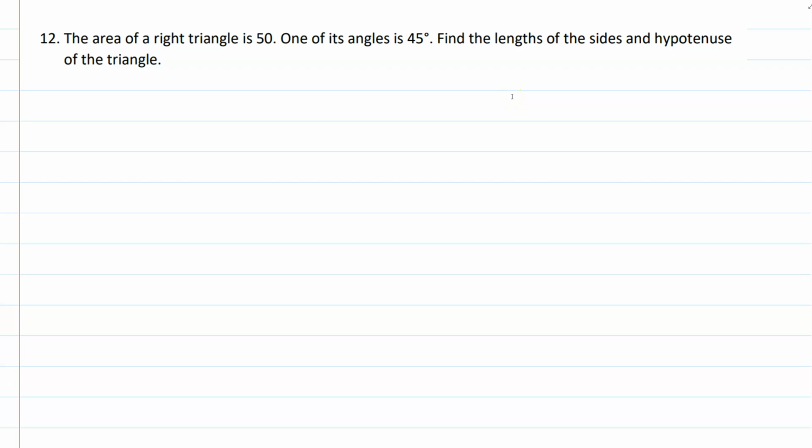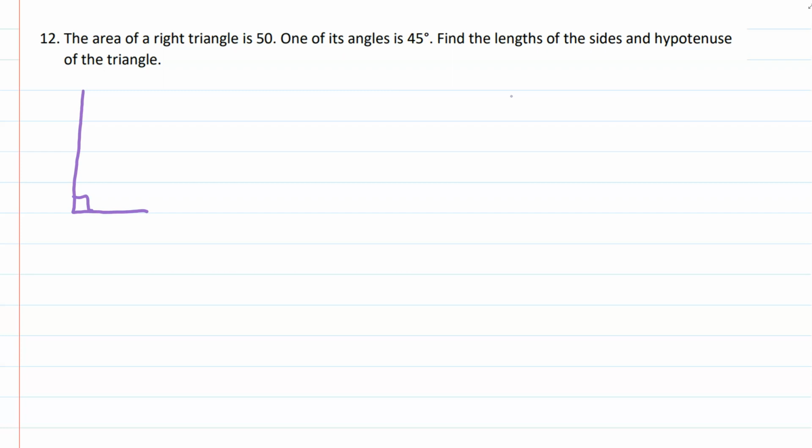All right, this is the written assignment problem number 12 in the section of Pythagorean Theorem and trigonometry. All right, so here we go. Area of a right triangle is 50. So as soon as you read that, you would say, well, hey, I have a right triangle. So let's make a right angle here. Okay, and one of the angles is 45.